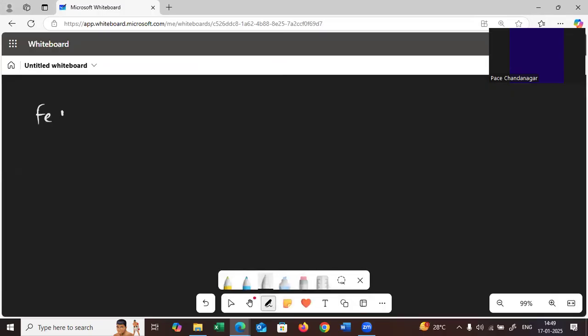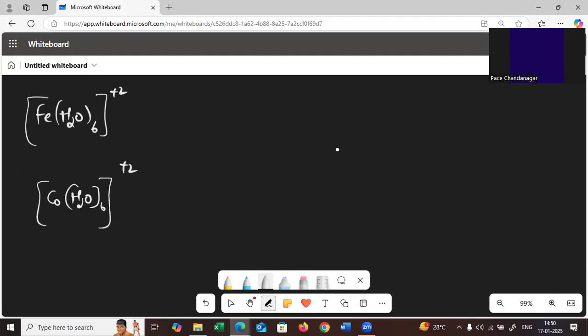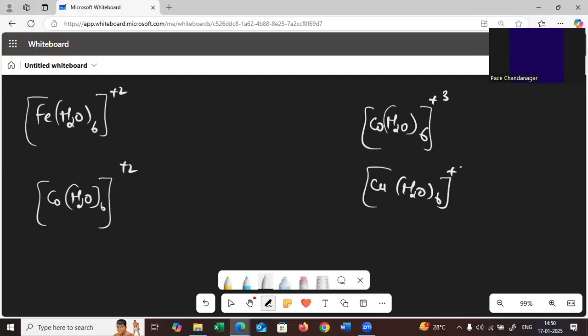So this is Fe(H2O)6 with +2. And then Co(H2O)6 with +2 here. And then you have Co(H2O)6 with +3 here. Then you have Cu(H2O)6 with +2 here. And then Cr(H2O)6 with +2 here.